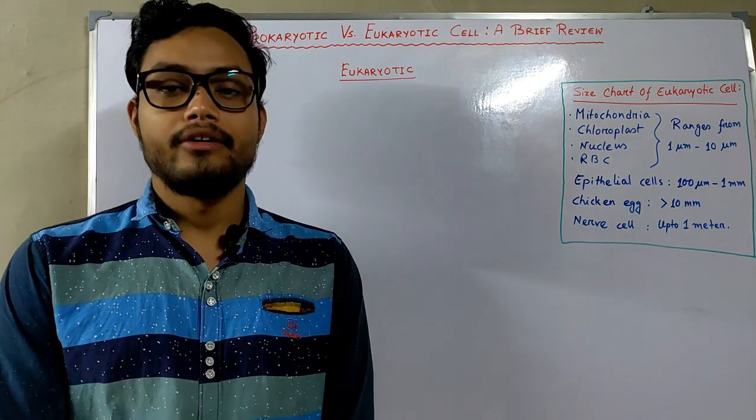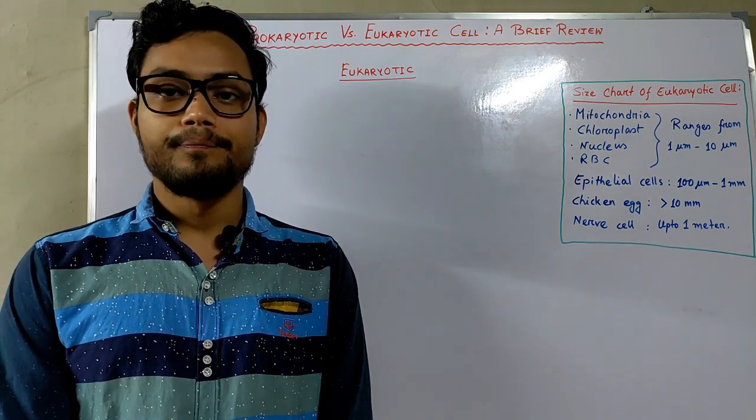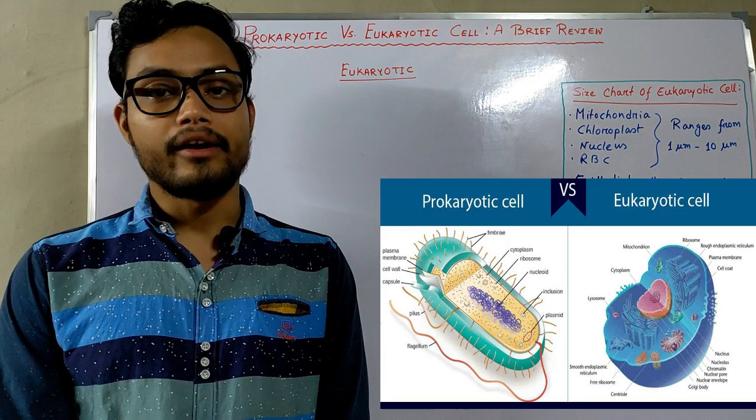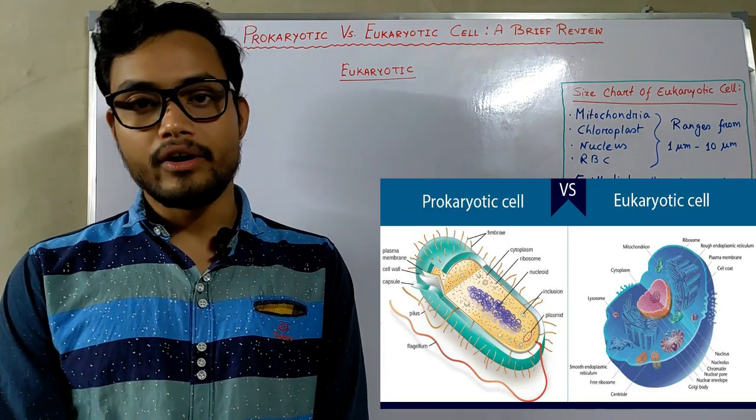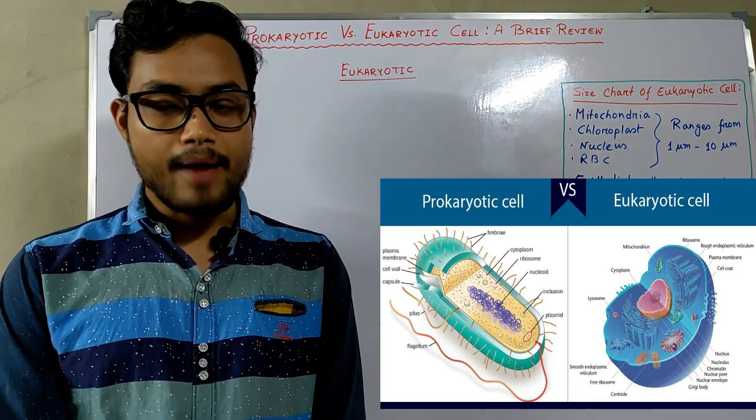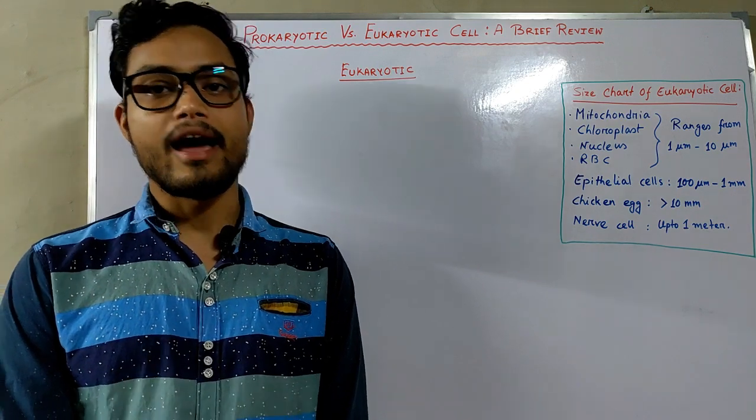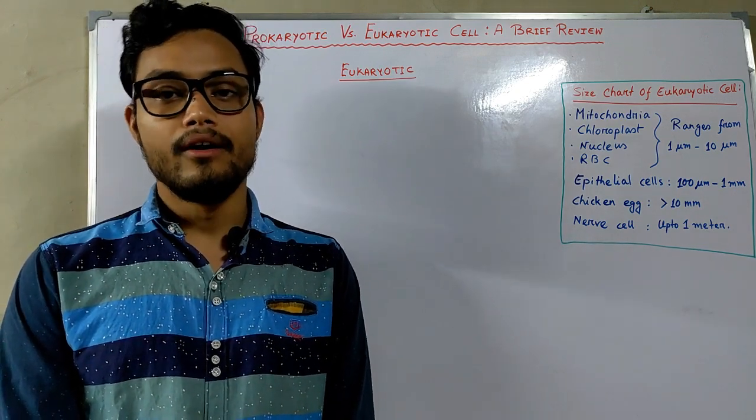It was concluded that all cell types fall into two categories: prokaryotic cell and eukaryotic cell. In this video, I am going to discuss the prokaryotic cell and eukaryotic cell in a brief review.